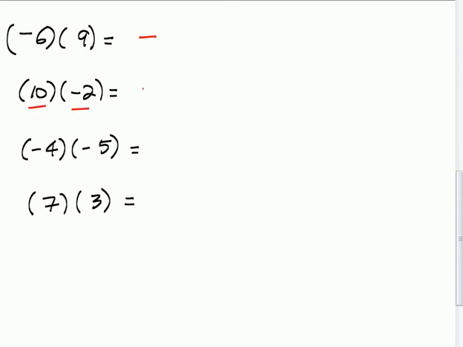Third case, a negative times a negative. Signs are the same. So our answer is going to be positive. And in the last case, oh yeah, we know this. A positive times a positive is going to give us a positive. So we can determine the signs, and let's just finish this off with the answers. 54, 20, 20, and 21.